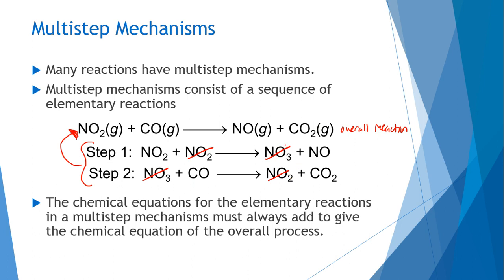Something that would be an intermediate is right here. Notice that it was formed. So this was formed, and then over here, it was immediately consumed, so it was used up. So NO3 is actually the intermediate.